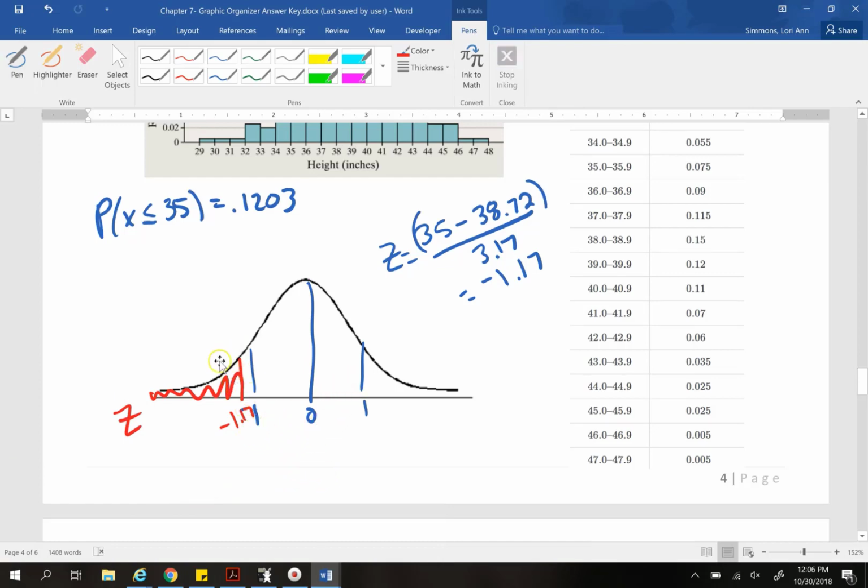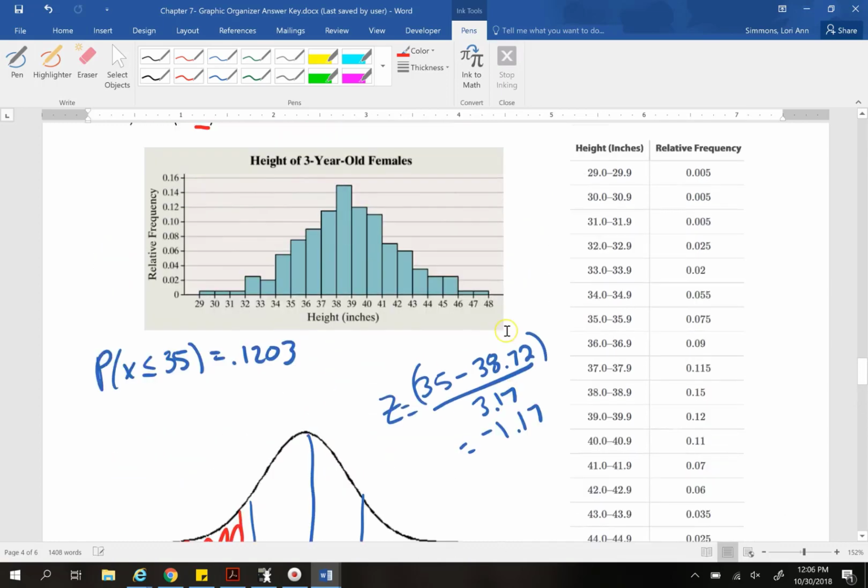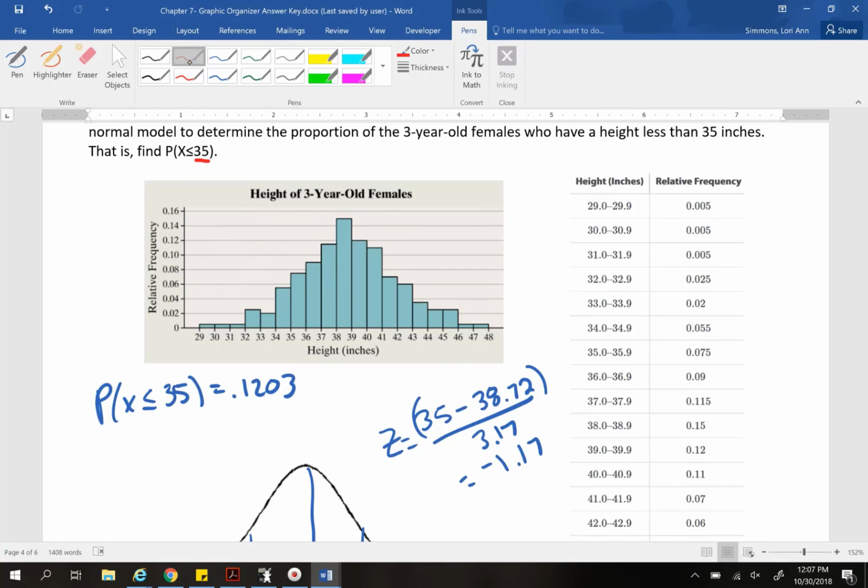Okay, so let's see how close this calculation is to the actual amount. So we're checking. So we are doing less than 35 or equal to. So we're going to add those up. When you add those up, you get 0.115. That is very close to that. So you can see that this is a good method.